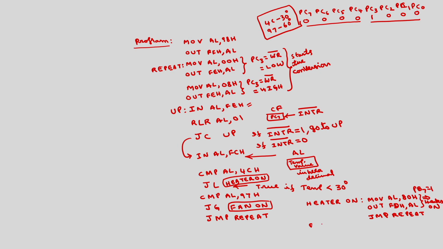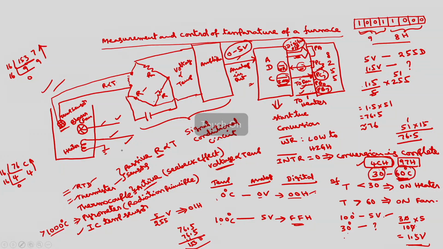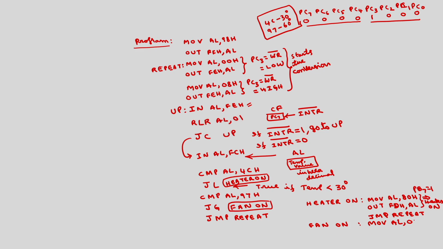And fan on, move AL comma, fan is connected to PB0, PB0 means you have to make 01, AL comma 01, so that PB0 becomes 1, out FDH comma AL. So, these two instructions will on fan. Then unconditional jump to again repeat.